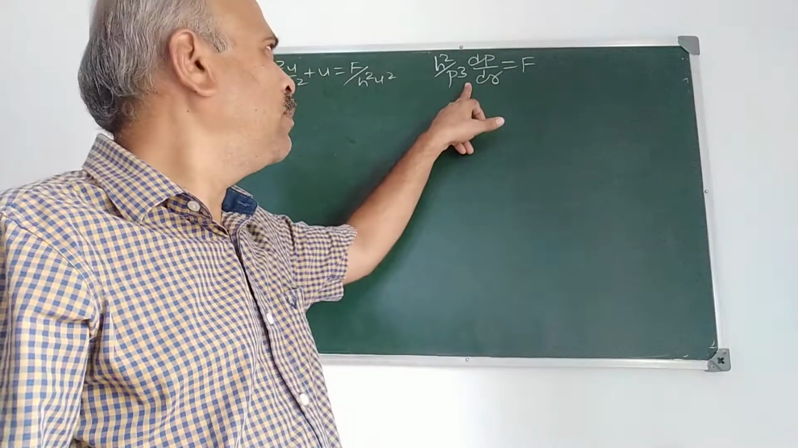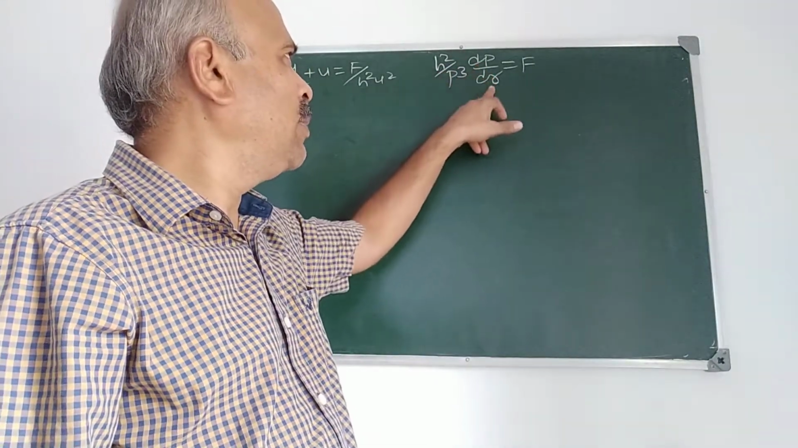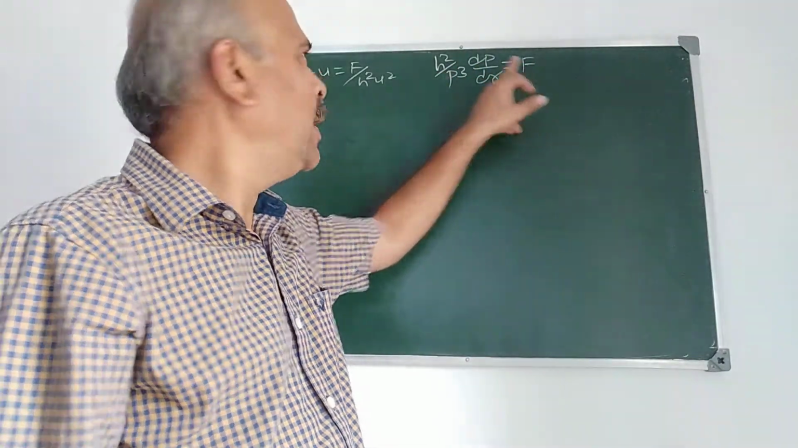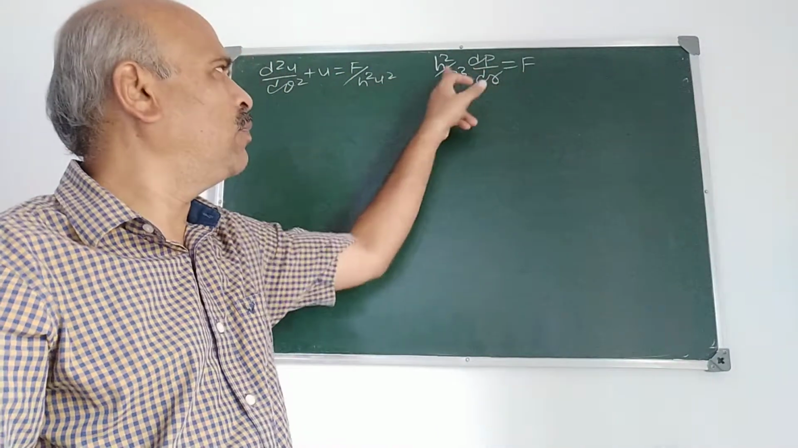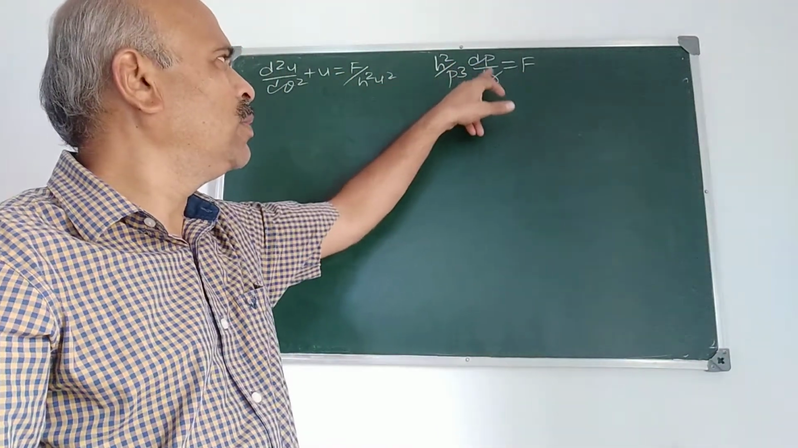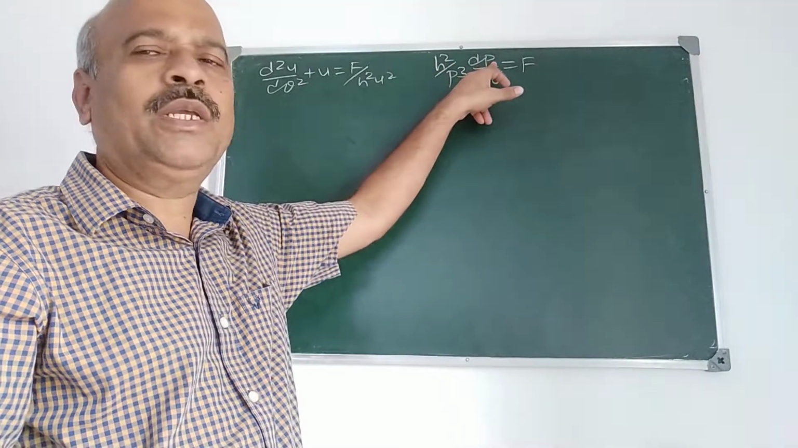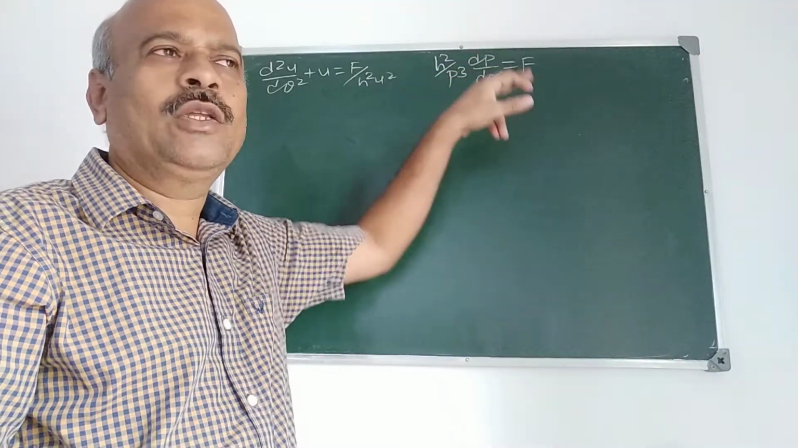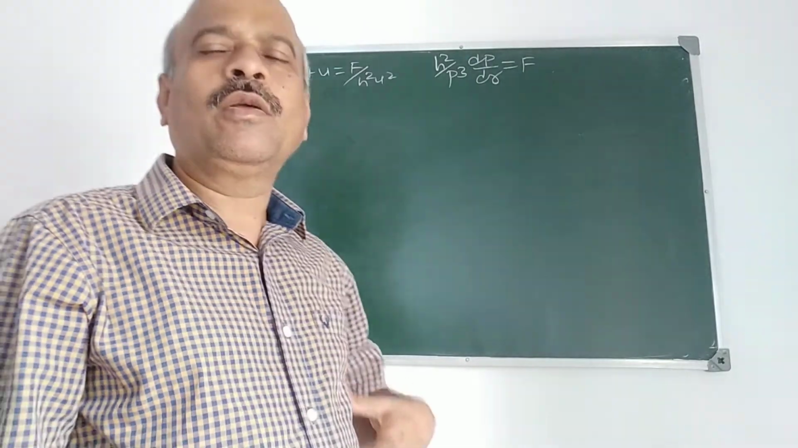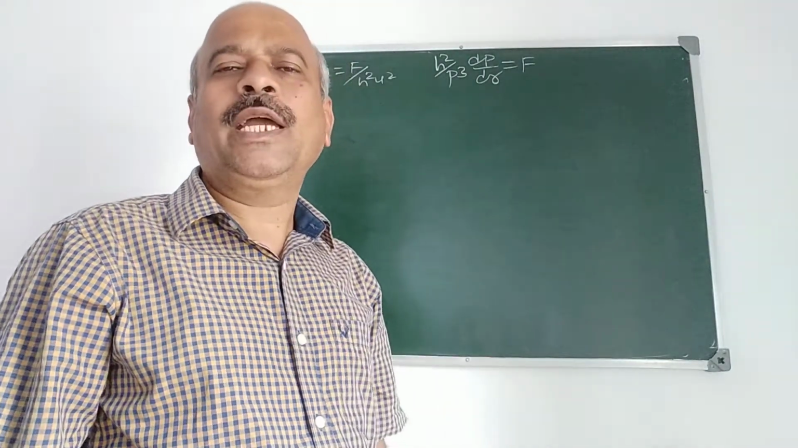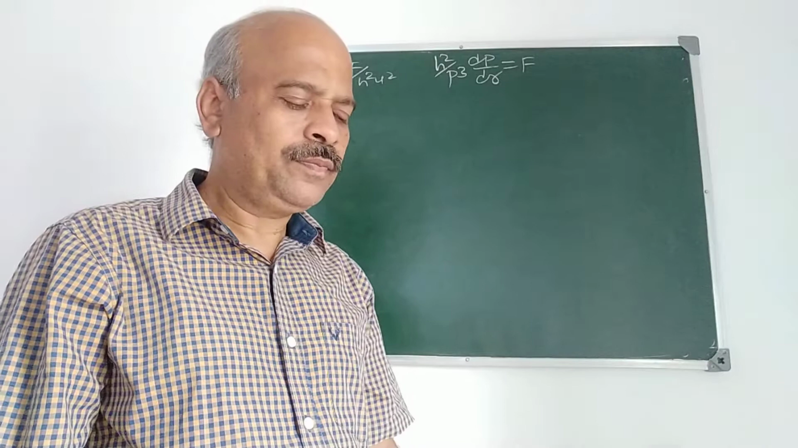And the pedal equation: h square by p cube dp by dr is f. The law of force is given by this: F is h square by p cube dp by dr. H is constant and you know what P is in the pedal equation: the length of the perpendicular from the pole to the tangent at the point P.